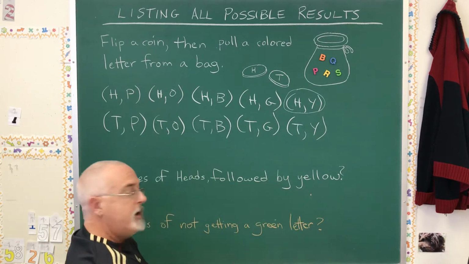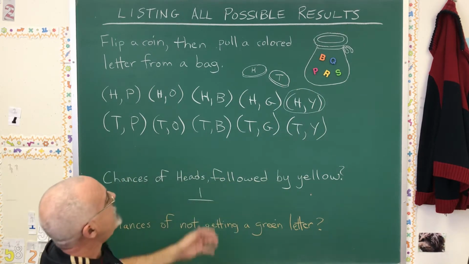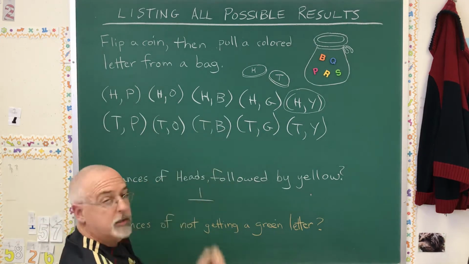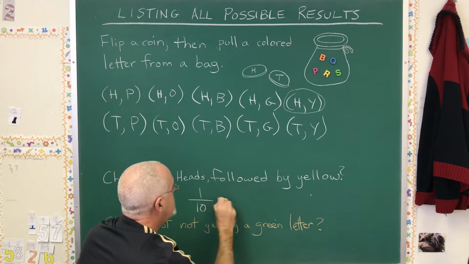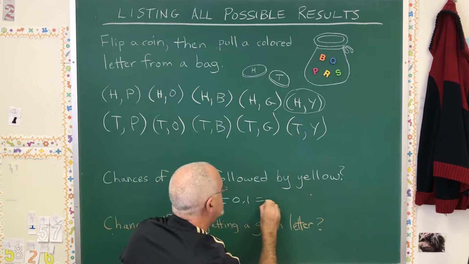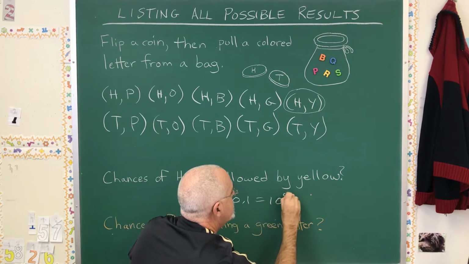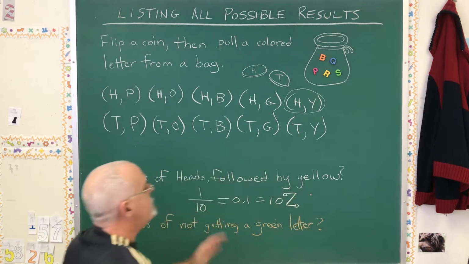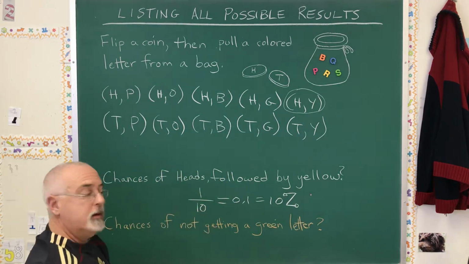So there's only one favorable. And the total, all the possible results, is 10. So I can answer in fraction form, convert to decimal, and convert to percent. There is a 10% chance of getting heads followed by yellow.